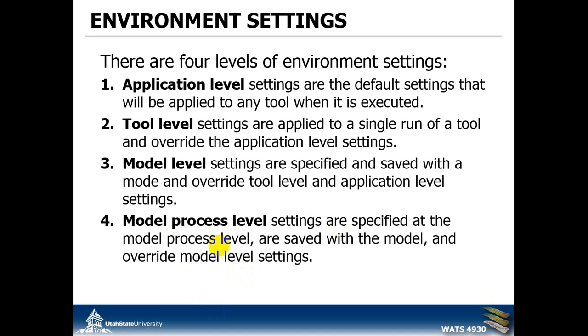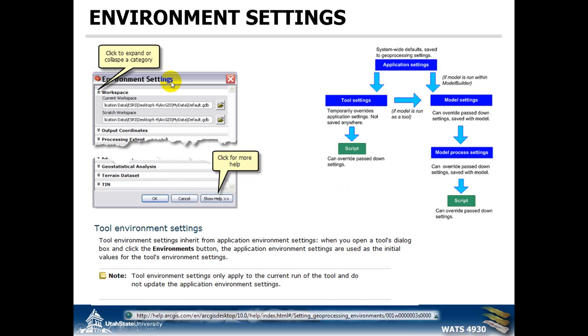And what's confusing about this is these things compete with each other. So in a model, you may be bolting together multiple tools, and they may each have different environment settings that then compete with each other and compete with the model level and compete with the application level. And what gets priority? So what are these environment settings? So for any tool, you can click on the environment settings, and it'll go through these. This is sort of the relationship between these different settings and who has priority.